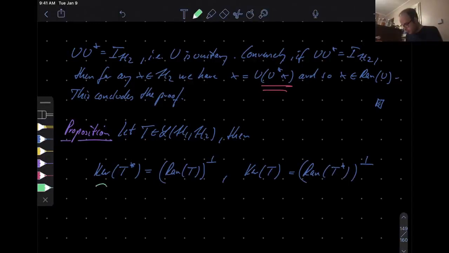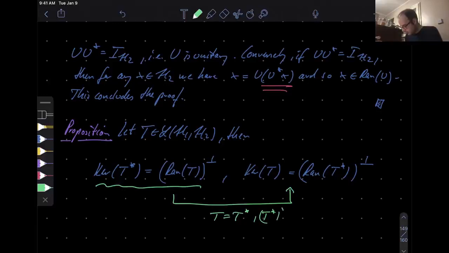So suppose you manage to prove that green underlined thing. How do you get here? Well, since this is true for any T, you just replace T by T star, using that the adjoint of the adjoint is the original thing. This was one of the key properties of the adjoint, which sets it very much apart from the dual transformation. All right? So it will be sufficient to just prove, say, the left one here. Okay, so let's do this.